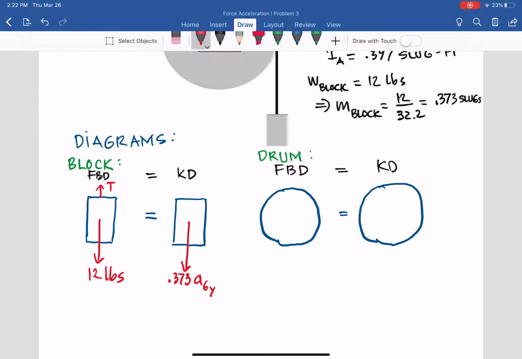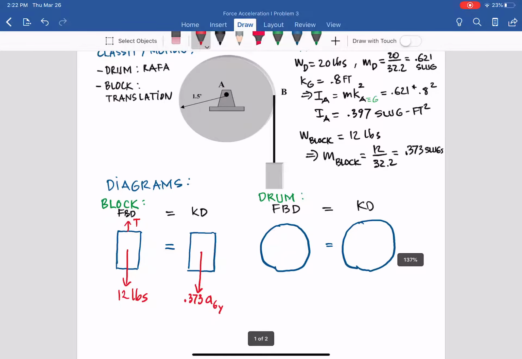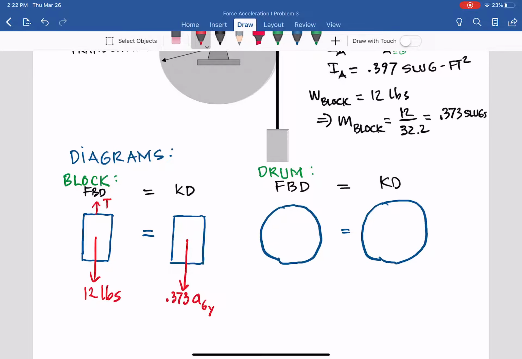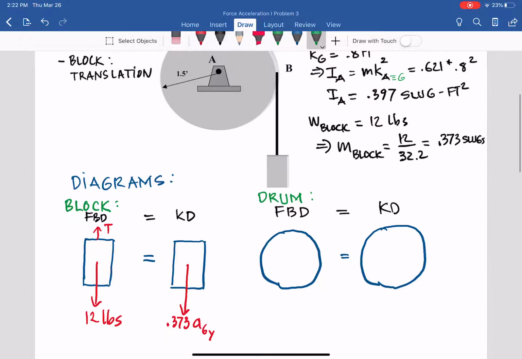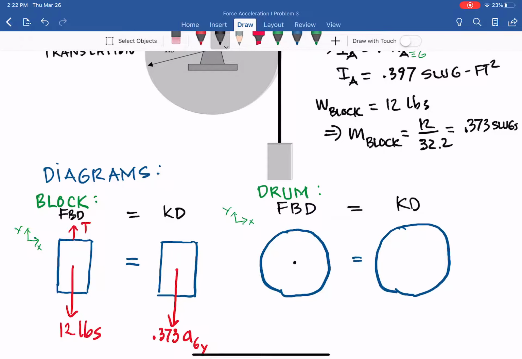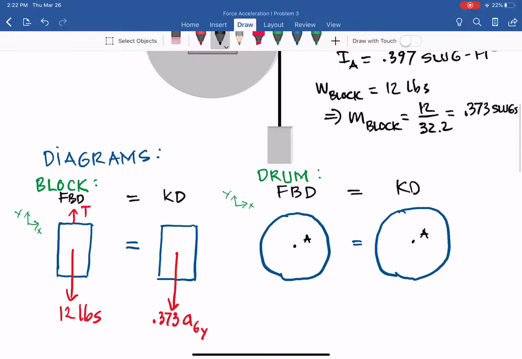Free body diagram. A is a pin, rotating about the pin. So the pin will have 2 unknowns, Ax and Ay. Keep that in mind. So let's talk about it here, X and Y. At A, that is also the center of mass. So in the free body diagram, we have Ay and we have Ax. And then we also have the tension.